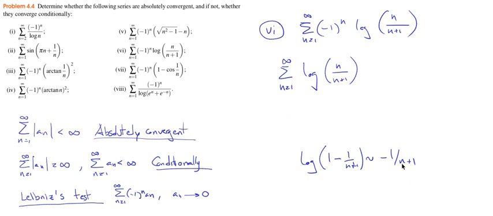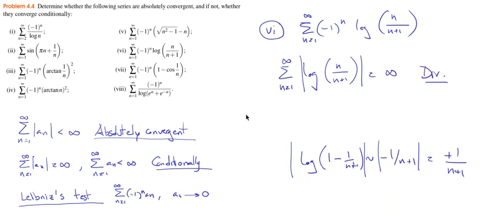So as usual, we have the absolute value of this, which is 1 over n plus 1. Again, this is a variation on the harmonic series, but this is divergent, so the original series is divergent as well. Now let's go to the original alternating series.